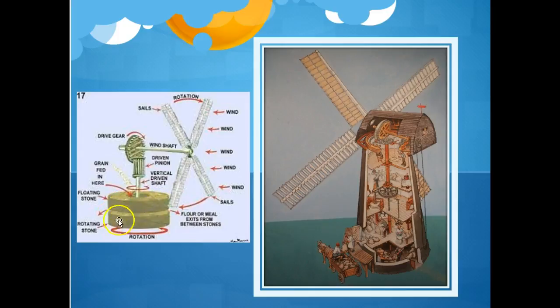So the two stones grind together, and the flour, the grain, is in between the two stones, and the flour comes out. You can see it says flour or meal exits between stones. So it's exactly the same principle. This one then is converting the wind energy, the kinetic energy in the wind, into the kinetic energy in the stones.